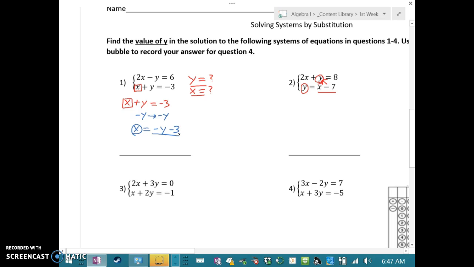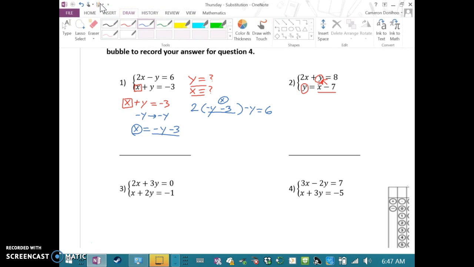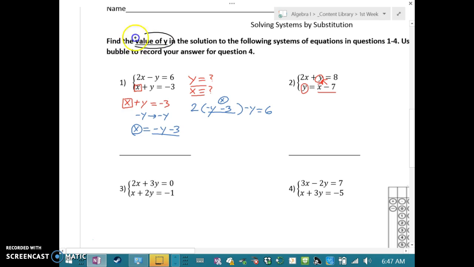Okay, see, so now I know what x equals. X equals -y minus 3. That means that in this first equation here, where I have 2x minus y equals 6, I can take this information, and since this is where that x is, I can substitute or replace that information here. Now that's just a matter of solving and figuring out what the y value is. I will point out for this assignment that you're asked only to find the y value.